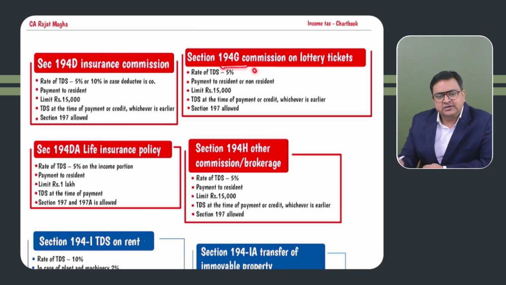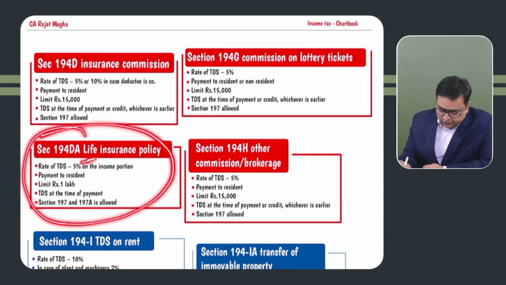194G is lottery commission, same rate, 5%, threshold limit 15,000. 194H Quite important. 194H is other commission or brokerage. For other commission and brokerage, the threshold limit would be 15,000. Rate of TDS would be 5% in this case.